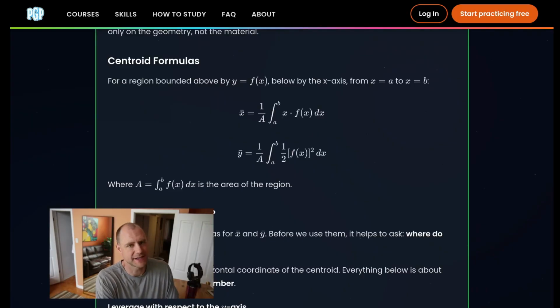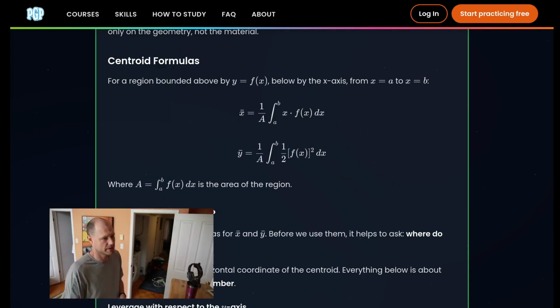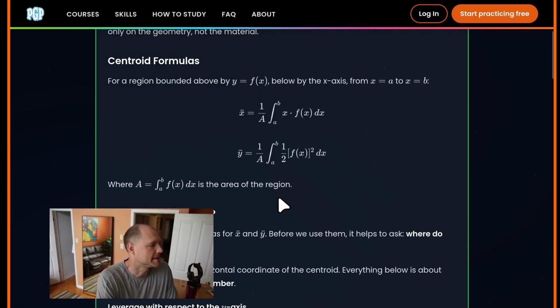Now, X bar is just the X coordinate of that. If you were to put that metal shape onto a grid and find the coordinate of that center of mass, it's going to have an X coordinate and a Y coordinate. So we're looking for the X coordinate when we're talking about X bar, and then the Y coordinate obviously is Y bar.